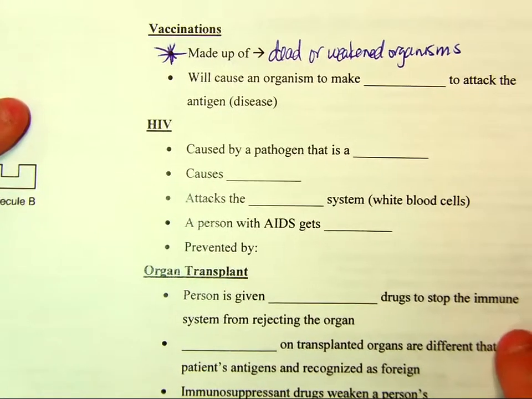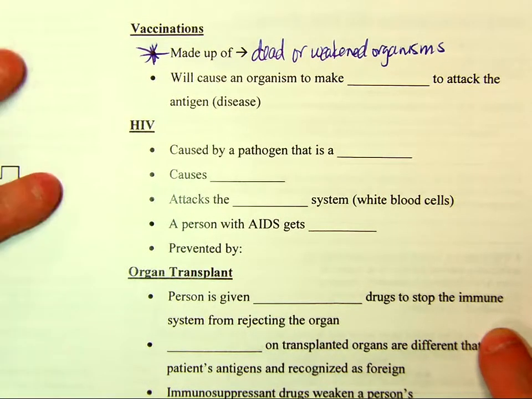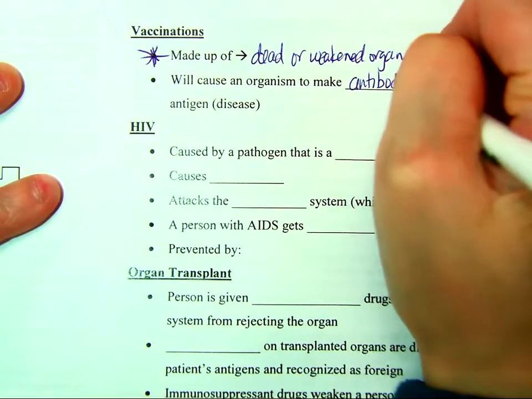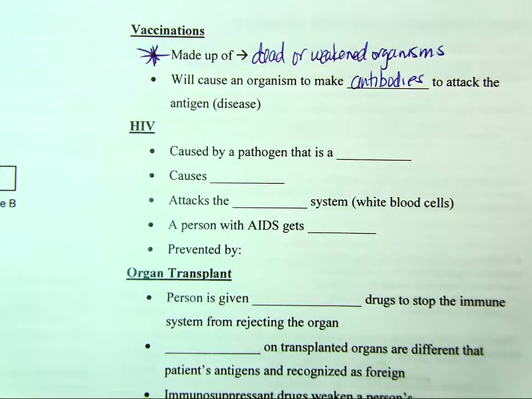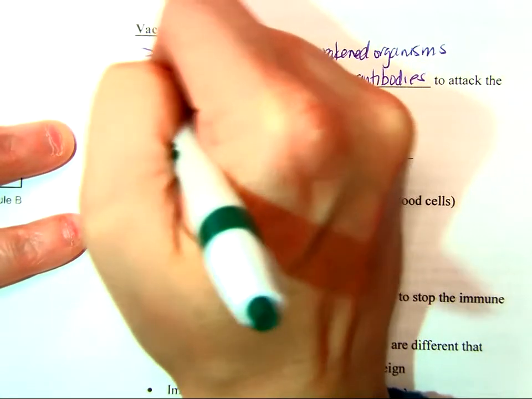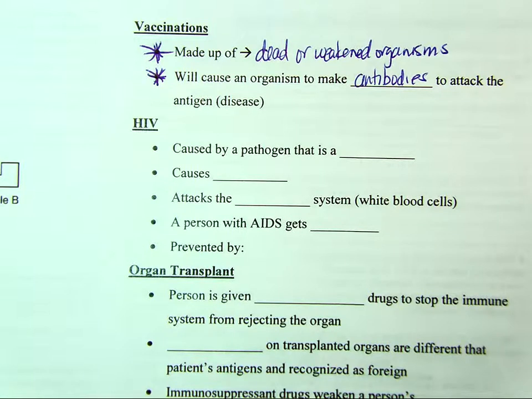So vaccinations, ultimately we get one, sometimes as boosters, sometimes yearly when it comes to the flu. This causes an organism to make these antibodies that will attack the disease if you ever get introduced to it. So that is the key. Vaccinations are made up of dead or weakened organisms, and they cause an organism to make antibodies to attack a disease.